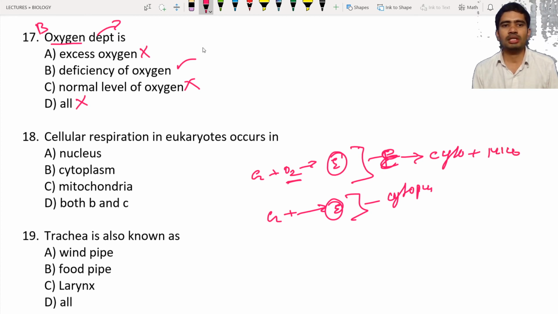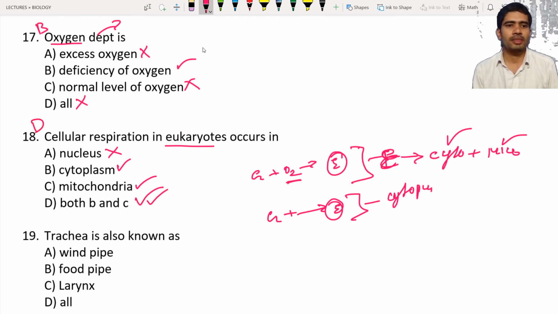Okay. So the cellular respiration in eukaryotes occurs in. Eukaryotes means the animals which have a nucleus. So in the nucleus, not at all. So it is a small trick to confuse you. The cellular respiration will not occur in the nucleus. In the cytoplasm, yes, just now we have seen this, in the cytoplasm it is going to occur. And mitochondria, yes, in the mitochondria also you can see. Okay. So option D, both B and C. Yes, this option is satisfying both options. Hence we can go for the option D.